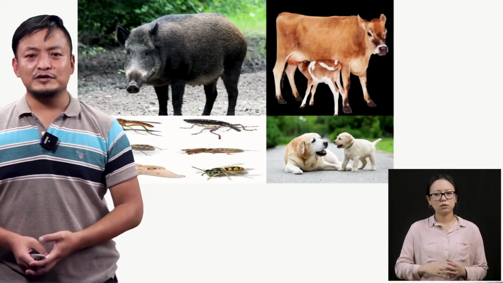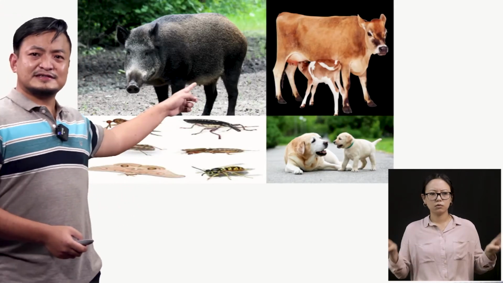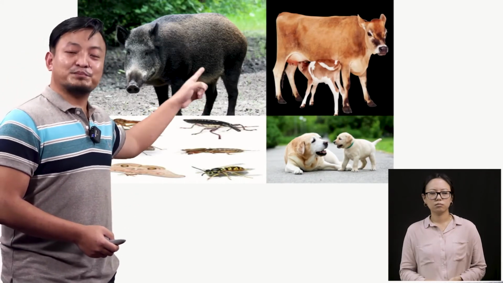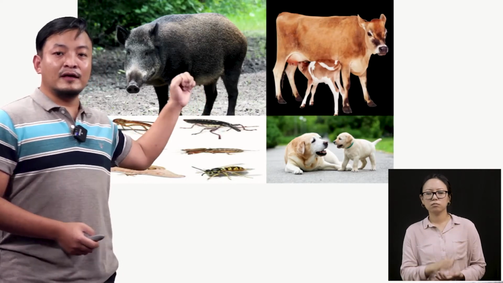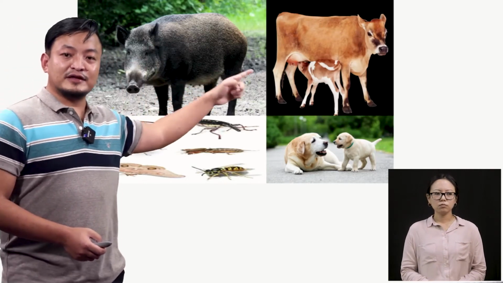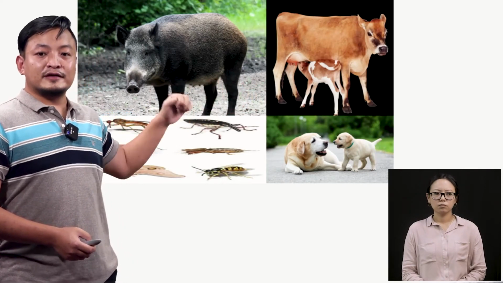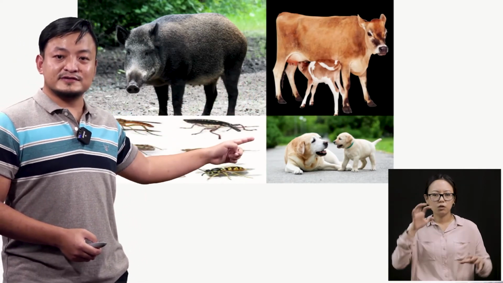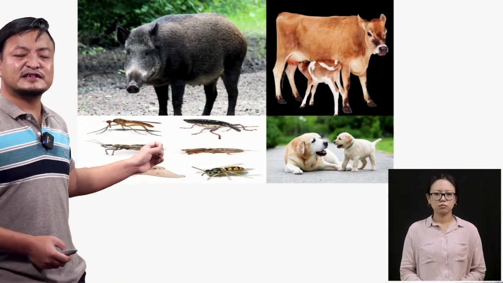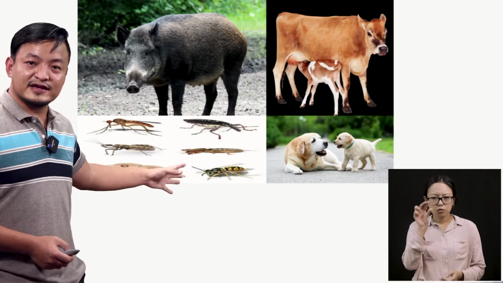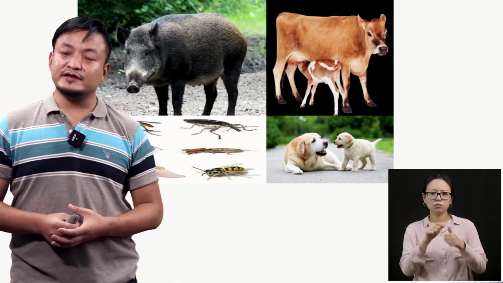animals. We see different animals here, right? This is very common. It's a pig. Okay? P-I-G, pig. And here we can see cow. Okay? Cow. And here we see dogs. Okay? Dogs. And here, students, we can see insects. Insects. So all these are natural things.